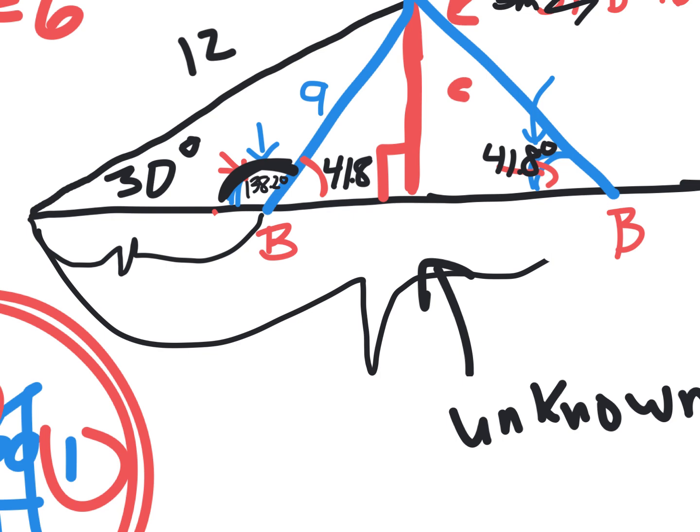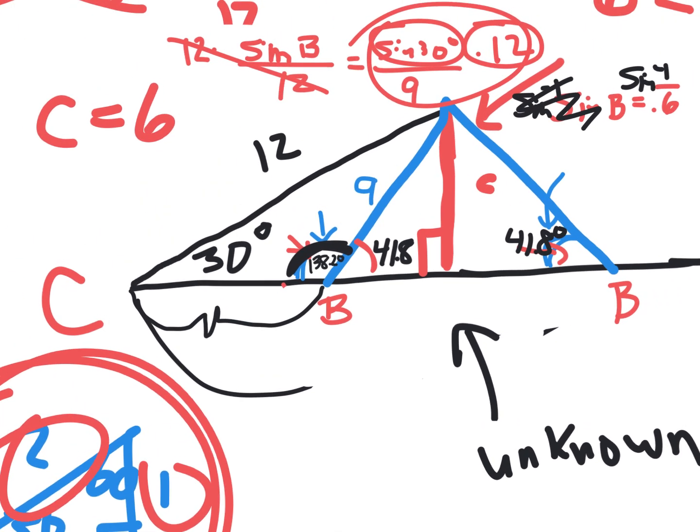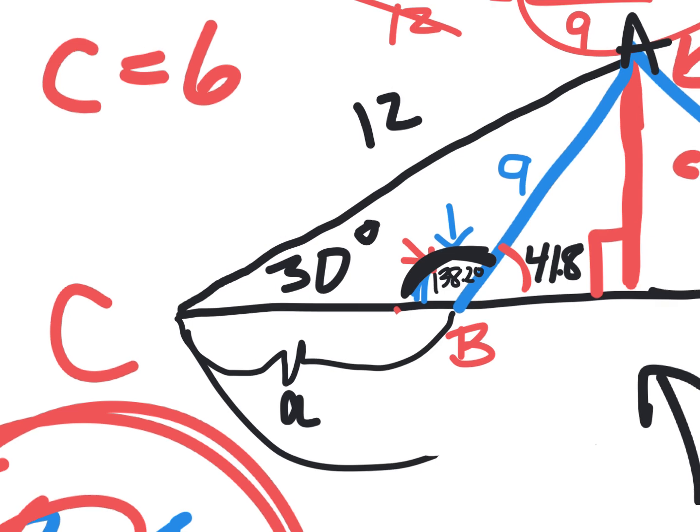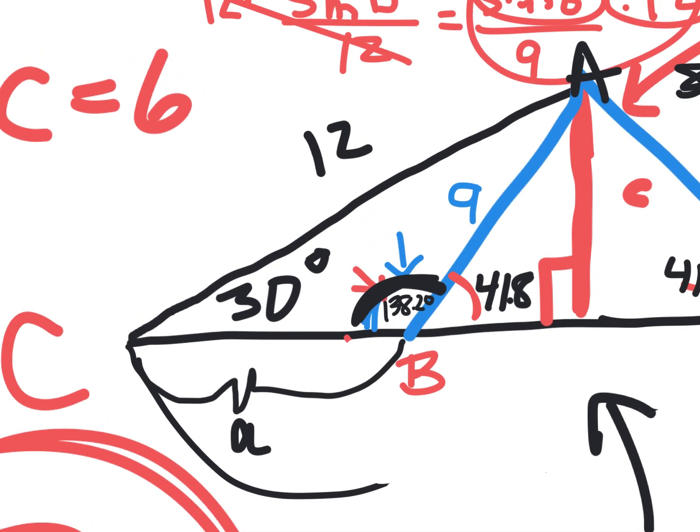Let's act like it's the small one, and everybody figure out what side that is called. Well, this was B and this was C, so this must be A up at the top. A is right there, so this is little a. Everybody please find little a. You've got a wealth of information.